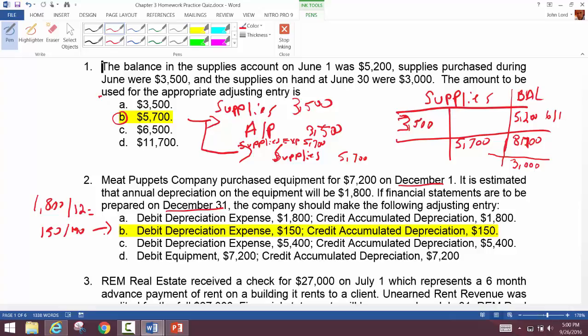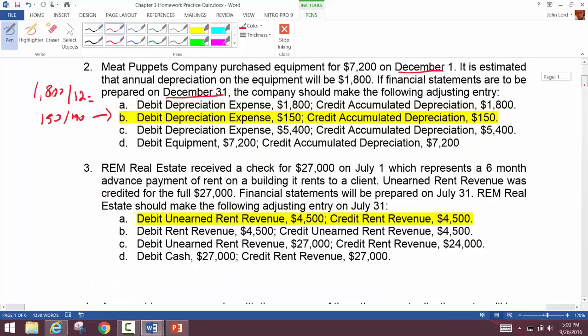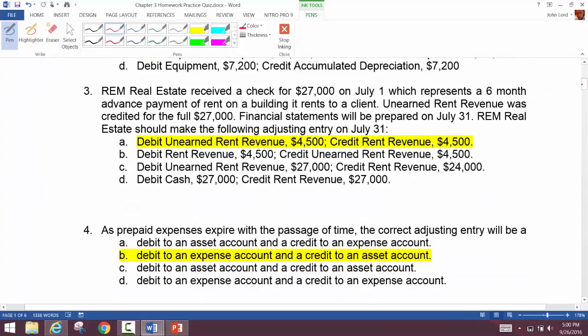Okay, good. Let's take a look at this one, this REM company. And I think they named all these questions after rock bands. I did not do this. This was from the test bank, and somebody got cute and started naming some of these after rock bands. Meat Puppets is a rock band. REM is a rock band.